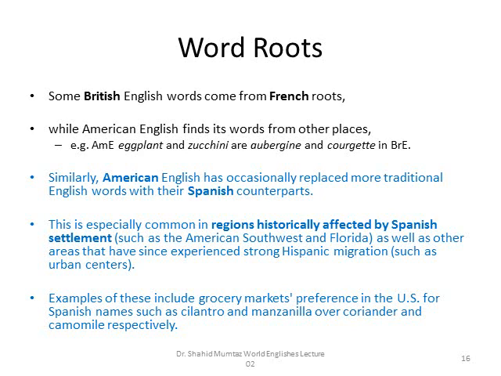Examples of these include grocery markets, preferences in the US for Spanish names such as cilantro and manzanilla over coriander and chamomile, respectively. So in the US, they use the Spanish name for these vegetables.